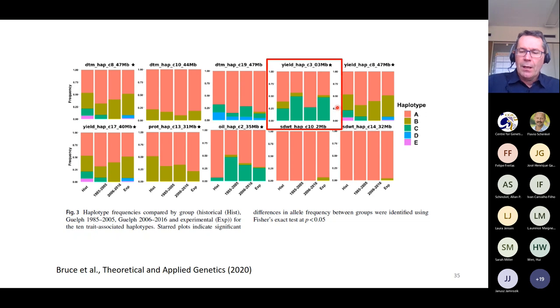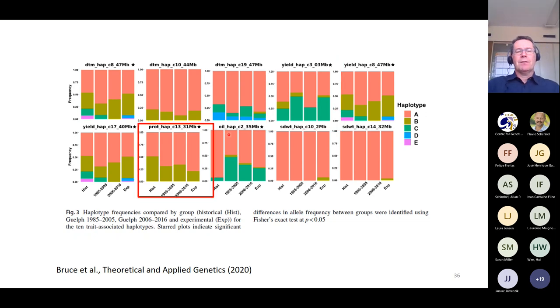And finally, protein haplotype. That's an important trait for soybean breeders because we try to develop high protein varieties for the food grade market. You can see here that the lower protein haplotype, which is B, the olive color, has been decreasing over the years from historical to 1985 to 2016, and experimental ones have very few genotypes with the undesirable haplotype, and many genotypes with the desirable high protein haplotype, which is A. So the B is much smaller than at the beginning, and the A is much larger.